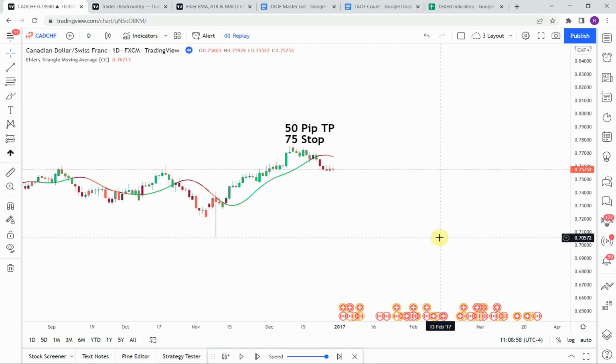Today we will be testing Ehlers triangle moving average.